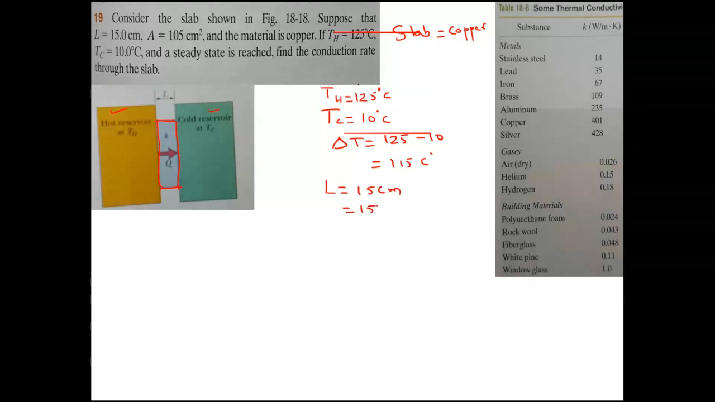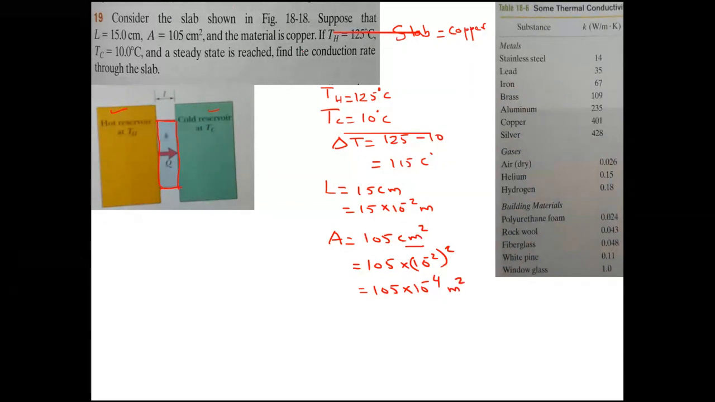So if you convert, you will get 15 multiplied by 10 to the power of minus 2 meter. And the area of the copper material is given as 105 centimeter square. If you convert the centimeter square into meter square, you will get 105 multiplied by 10 to the power of minus 2, the whole square, which is equal to 105 multiplied by 10 to the power of minus 4 meter square. Clear? So by using this, we are going to find the conduction rate.